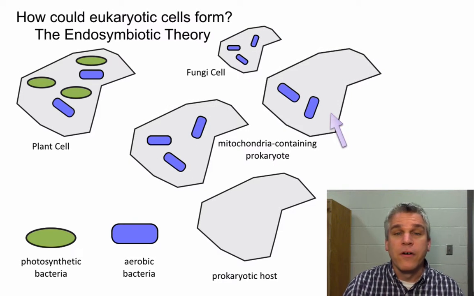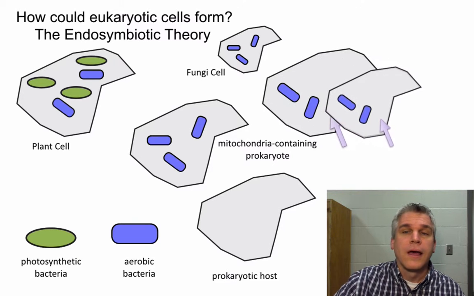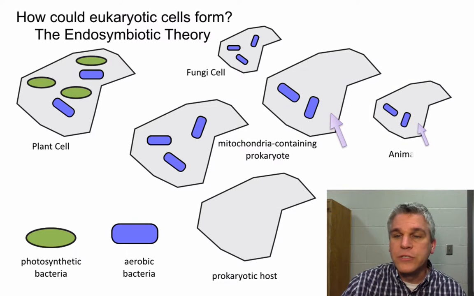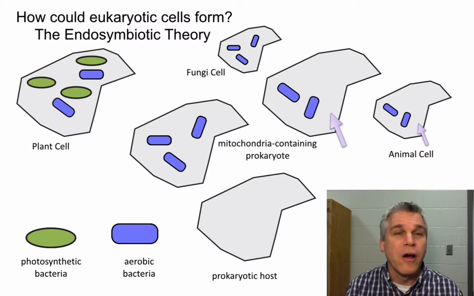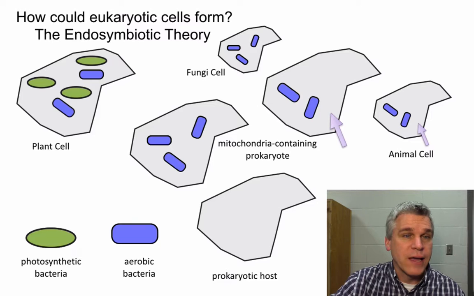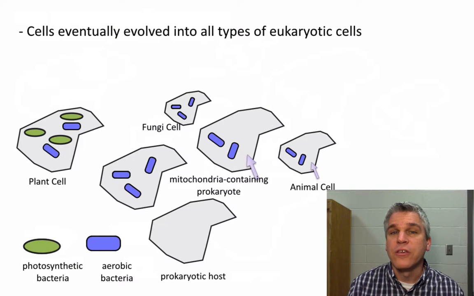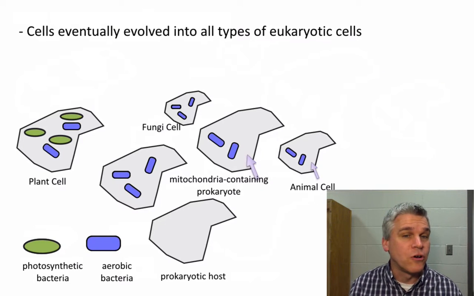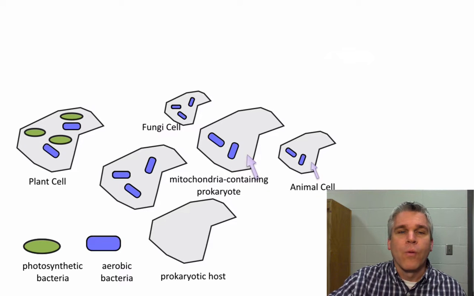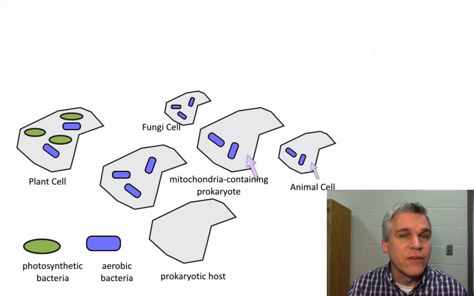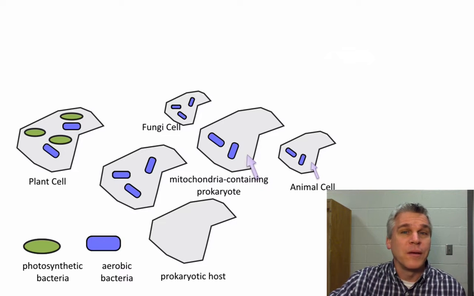And eventually maybe fungal cells had formed. We can have the formation of animal cells then, all coming from other prokaryotic cells living inside of another prokaryotic cell. And then eventually all of these eukaryotic cells started to evolve. Of course, why would cells want to start living inside of another cell? Right? Natural selection is going to have to take place here, right? I mean, there's got to be a benefit.